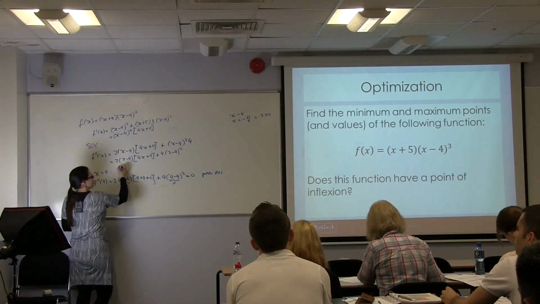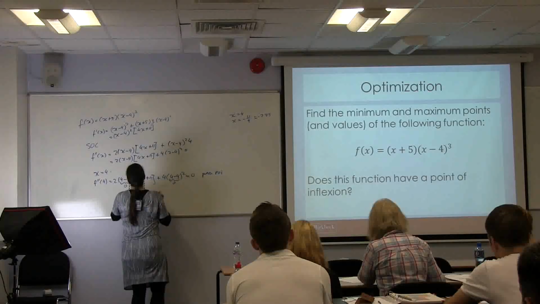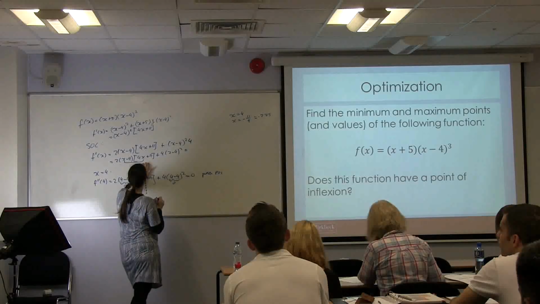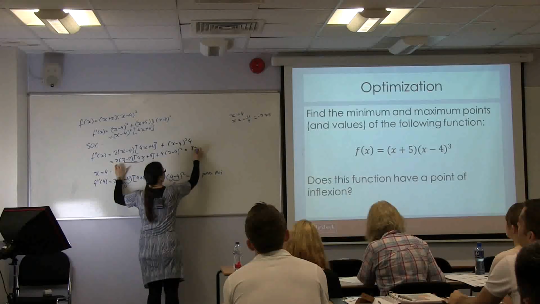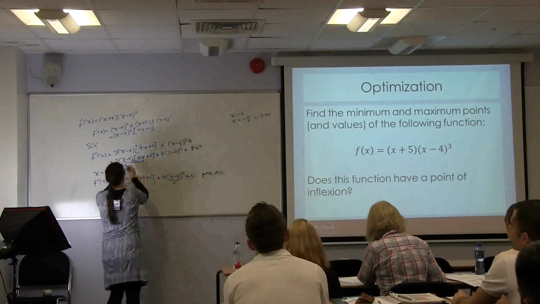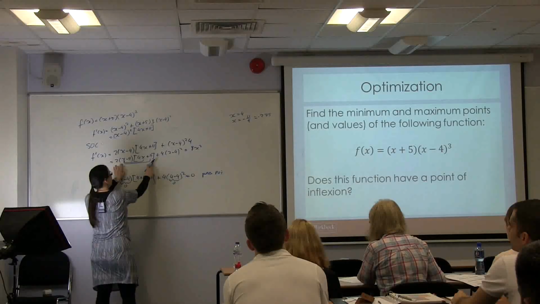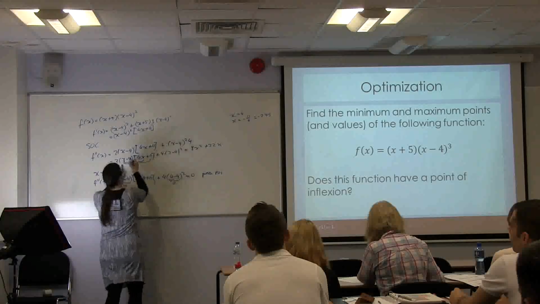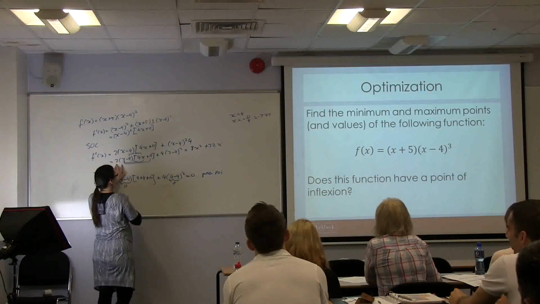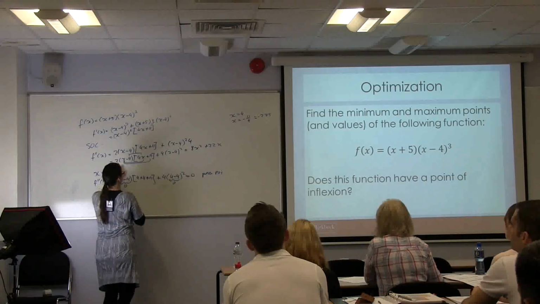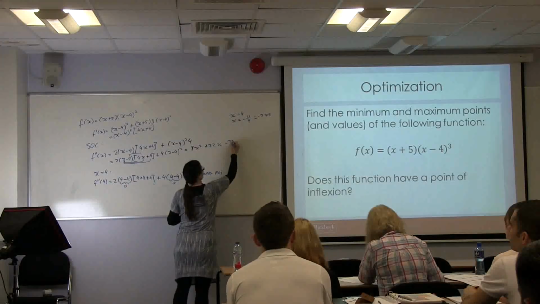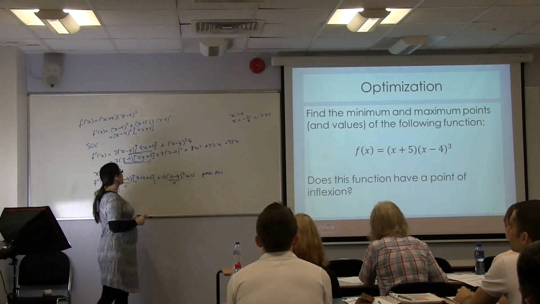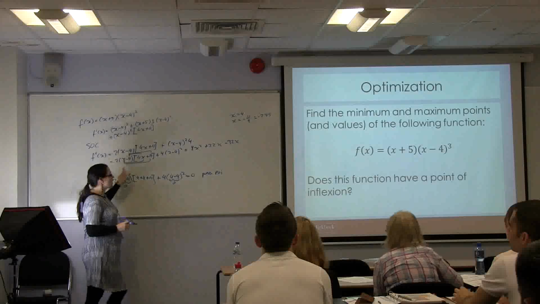So that's what I'm going to do. So this is x times 4x is 4x squared times 2 is 8x squared. x times 11 is 11x times 2 is 22x. Minus 4 times 4x is minus 16x times 2 is minus 32x. Minus 4 times 11 is minus 44 times 2 is minus 88.